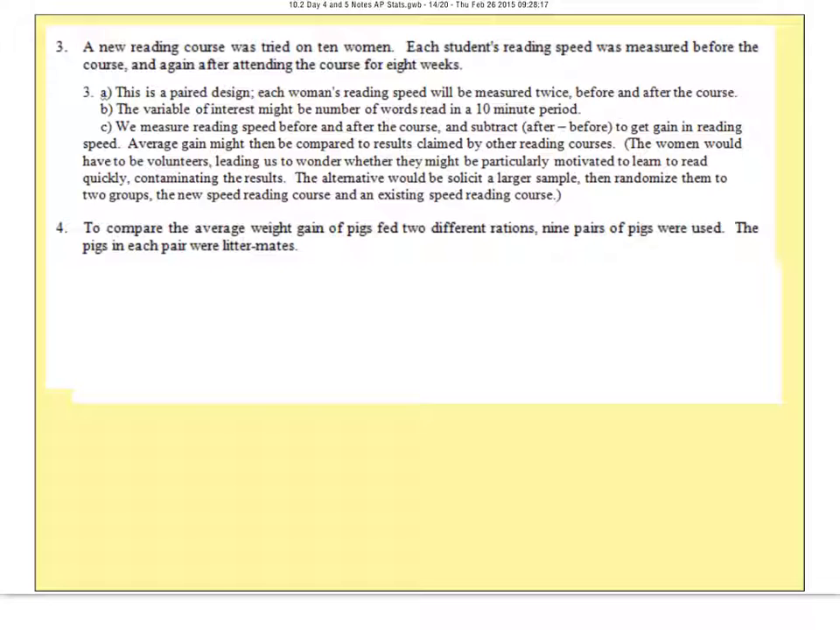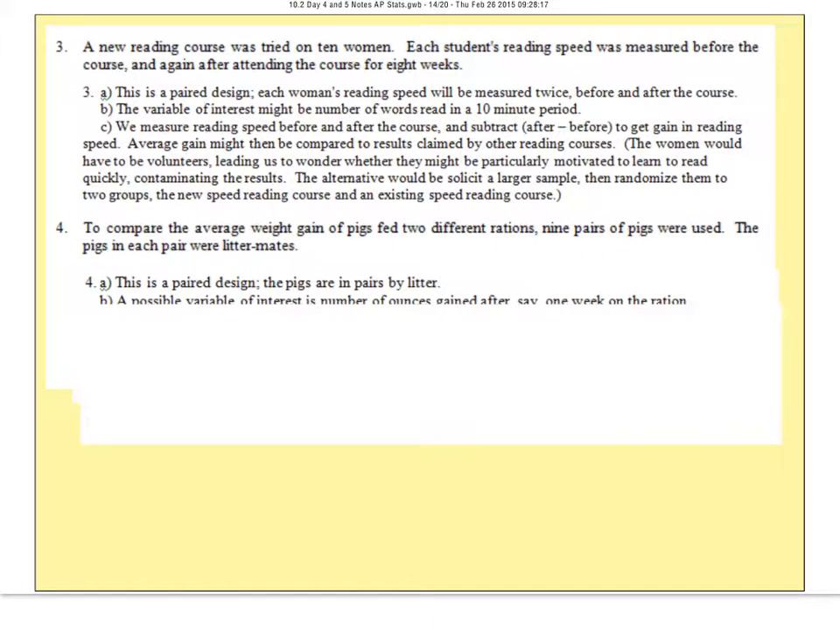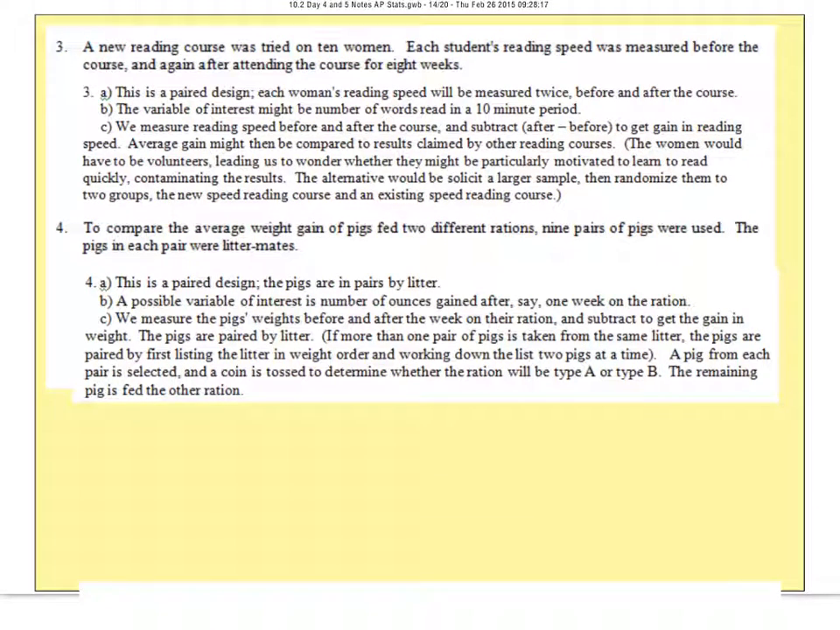Number 4, to compare the average weight gain of pigs fed 2 different rations, 9 pairs of pigs were used. The pigs in each pair were litter mates. Matched pairs or 2 sample? This is a nice paired design. They were paired by litter weights, so they were matched on something that they had in common. What you could do is have one pig take one ration and the other do the different ration, and you would subtract the difference of that matched pair. It's a great example of matched pairs where you have 2 subjects and 1 treatment to each subject.